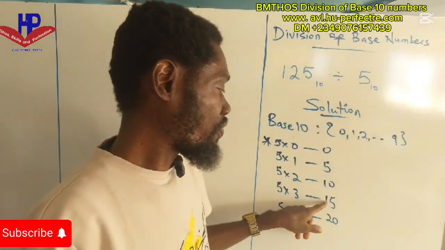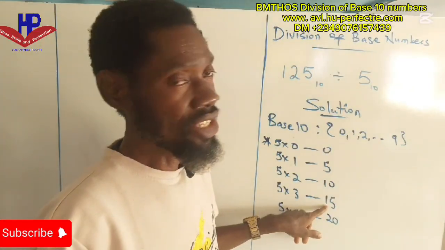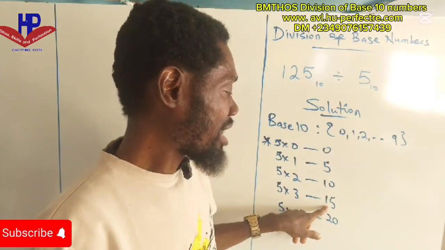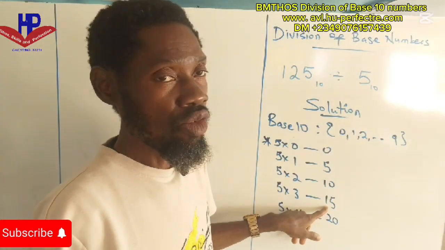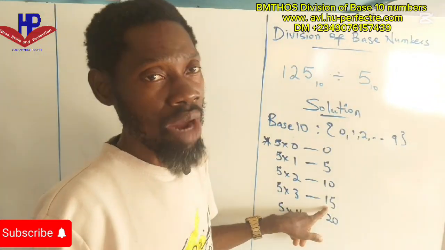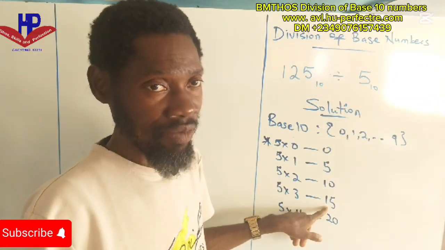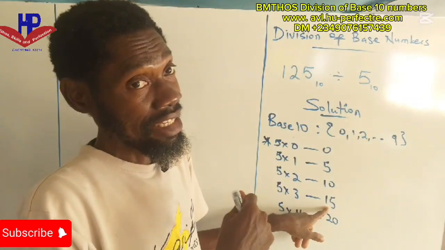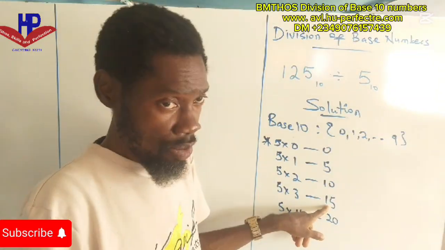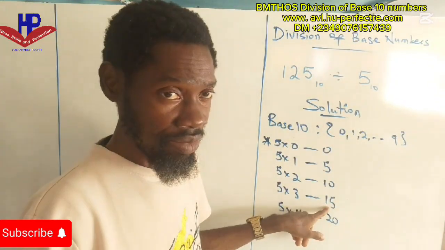5 times 3 is 15. 15 is not a base 10 digit. I'll divide 15 by 10. My answer will be 1, remainder 5. I'll write the remainder as the actual answer and carry 1 to the other side. Since there's no number there, I'll drop it down. It will still look like 15.